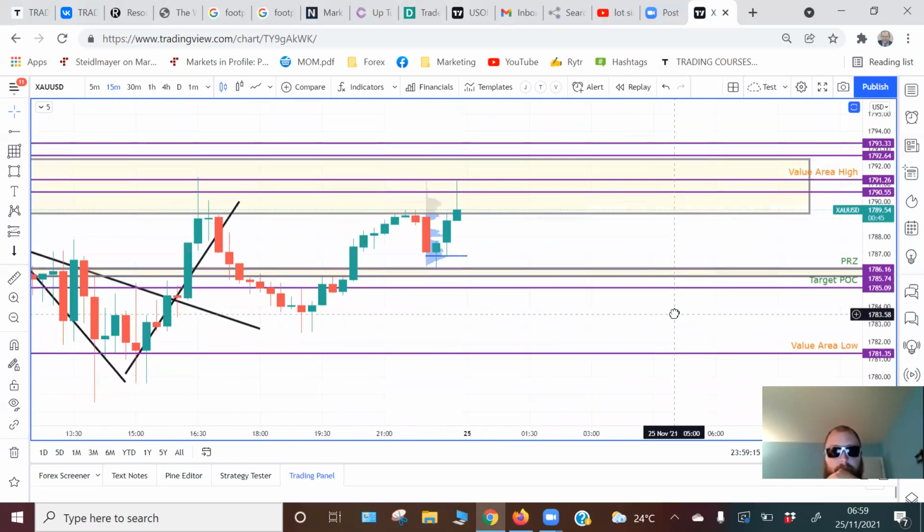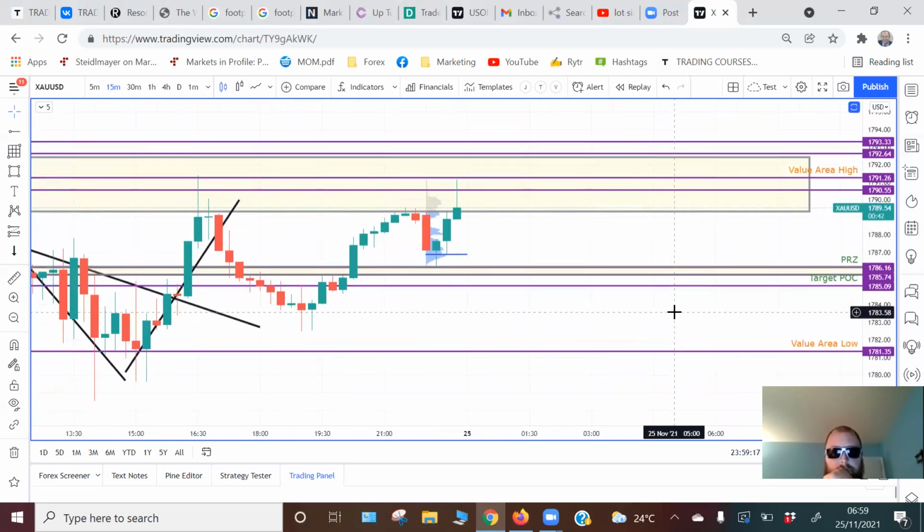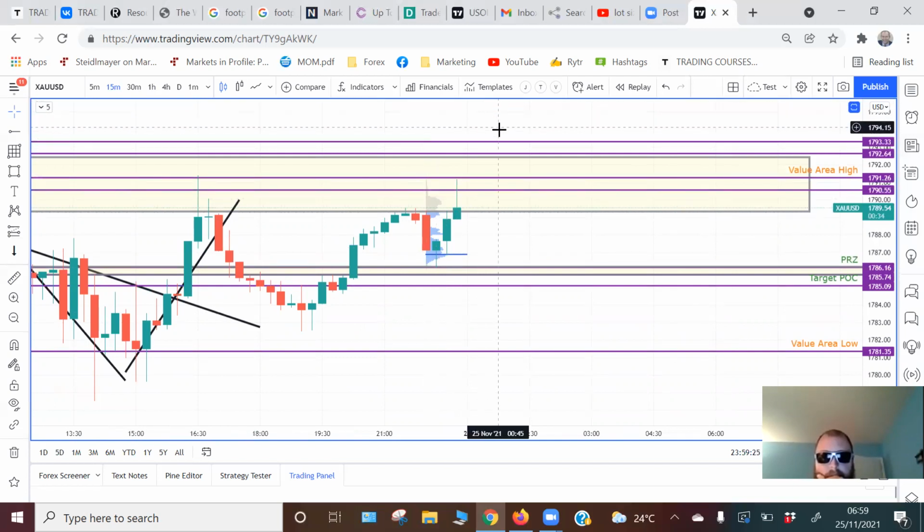So when would I potentially enter the trade? The value area high is up here. Now, let's say it goes outside this value area high and we wait for it to come back in. And then towards our target POC. Do you have any questions on that?